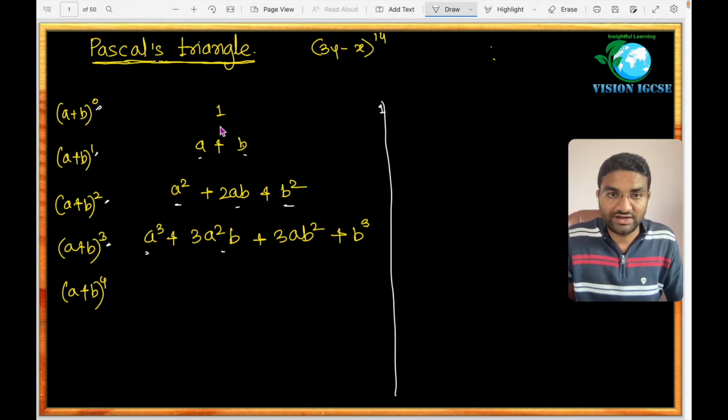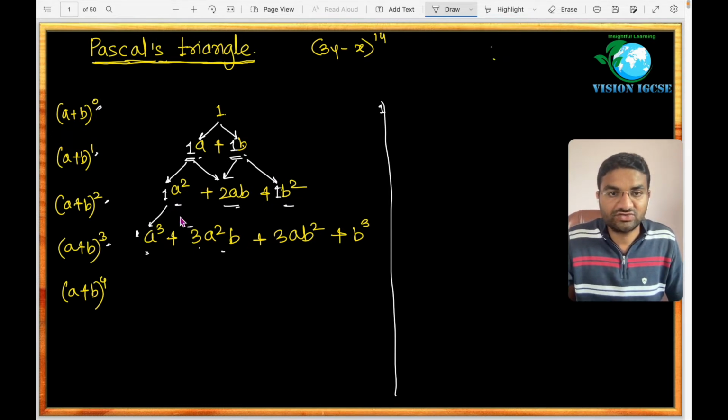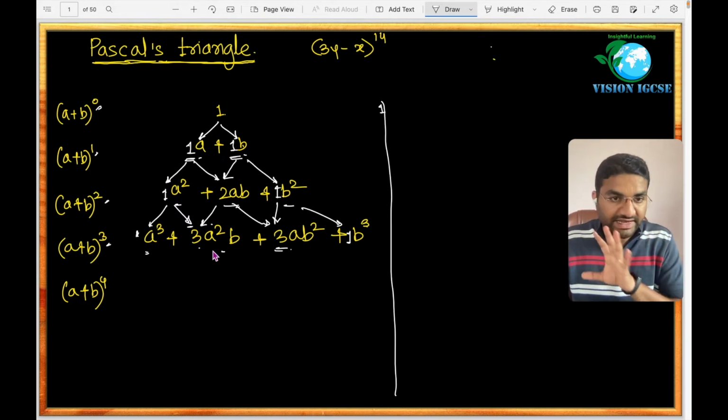So here the coefficients are 1 and 1. Now here a's coefficient is again 1, and the middle term's coefficient is the addition of 1 and 1, which is 2, and then 1. Next, again 1. Now here we got 3. How? 1 plus 2 is 3, and 2 plus 1 is 3. Then 1. Based on this we can get the coefficients of any expansion.